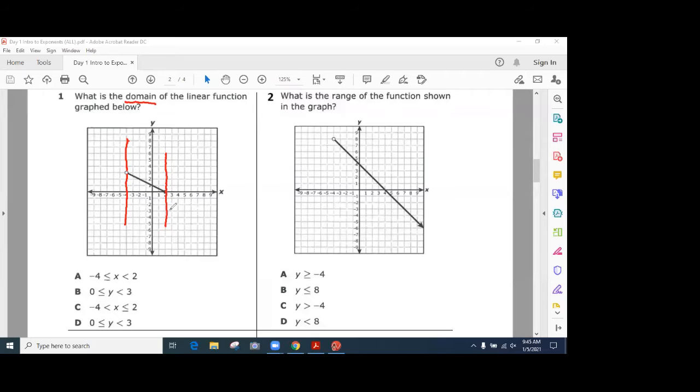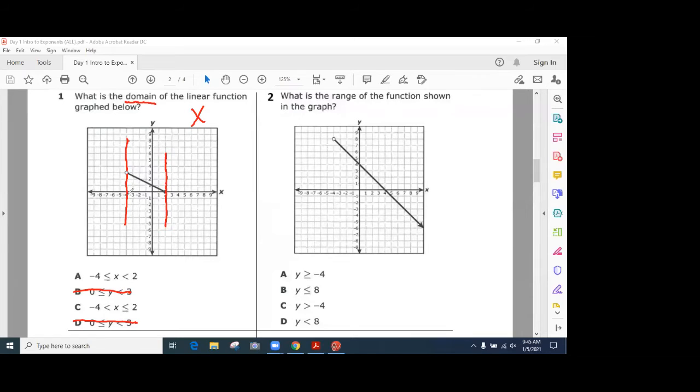All right, now good test takers are always looking at their answers. Oh, I should have looked at my answers even quicker. Right off the bat, we should have eliminated 2 answers. Does anybody know what 2 answers we can eliminate? All right, so we can eliminate B because it has a Y, and we can eliminate D because it has a Y. Remember, domain is X's.